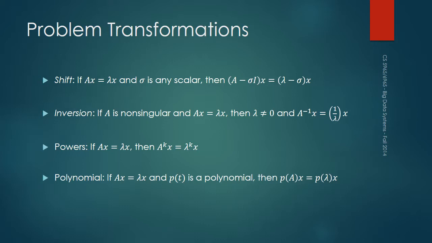The second is inversion. Okay? If A is non-singular, and given the same problem, Ax equal to lambda x, as it's non-singular, then lambda is not equal to 0, and A inverse x is equal to x by lambda, which is coming straight away from this. The non-singularity just makes sure that I can compute the inverse of A, right? So this is all we are doing.